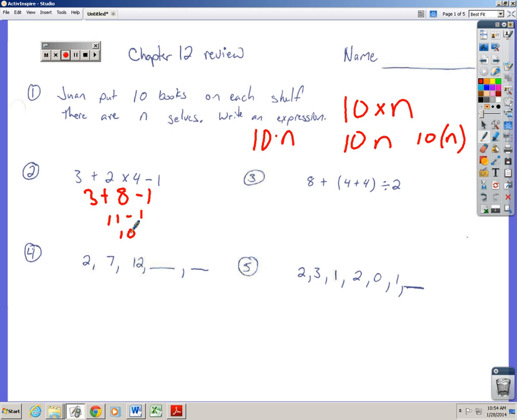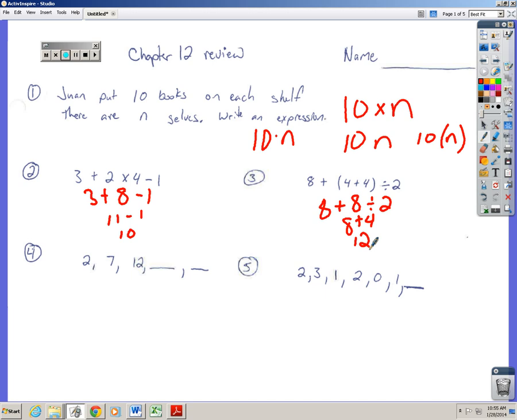Number 3, starting with our parentheses, 4 plus 4 is 8. 8 plus 8 divided by 2. Next step would be 8 divided by 2, which is 4. 8 plus 4 is 12.